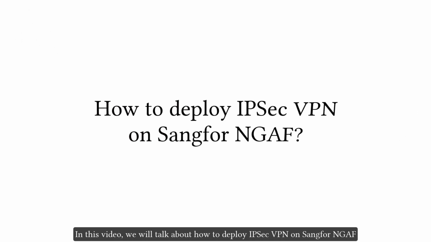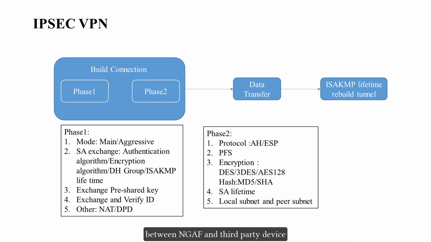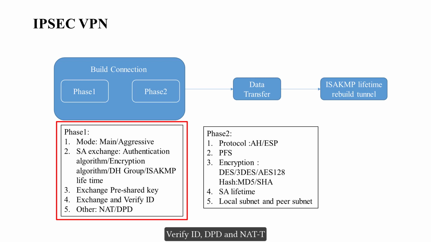In this video, we will talk about how to deploy IPSec VPN on Sangfor NGAF. There are some basic configurations for deploying IPSec VPN connection between NGAF and third-party device. For Phase 1, you need to configure the mode, SA exchange, pre-shared key, verify ID, DPD and NAT-T.